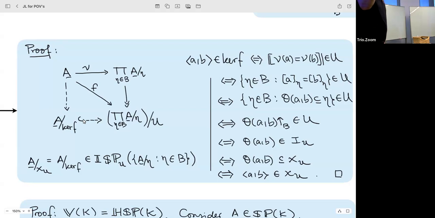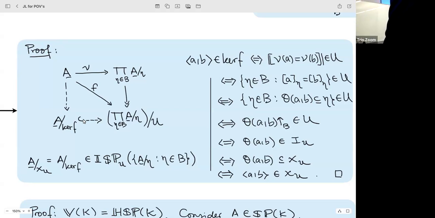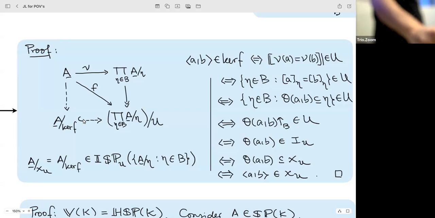But if this congruence belongs to I_U, then this means that the congruence is smaller than the congruence X_U, because X_U was the congruence constructed so that this is true. X_U is actually the join of all the elements here. And what this means is that (a,b) belongs to the congruence X_U. So what we prove here is that the kernel of F is precisely that congruence X_U that we drew before. So X_U is indeed, by the isomorphism theorem, a subalgebra of an ultraproduct of all those things.